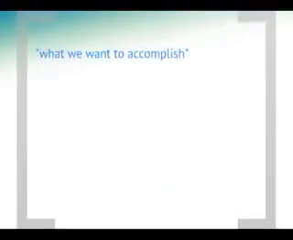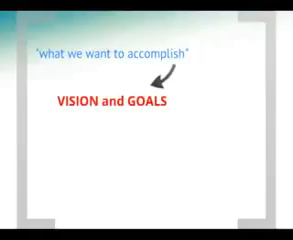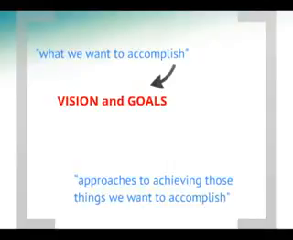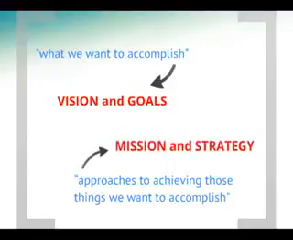For example, when we talk of what we want to accomplish, we usually associate this in planning with the words vision and goals. When we talk of approaches to achieving those things we want to accomplish, we usually associate this in planning with the words mission and strategy. We will define each of these words later, including other words closely associated with them, like objectives, target, and activities.